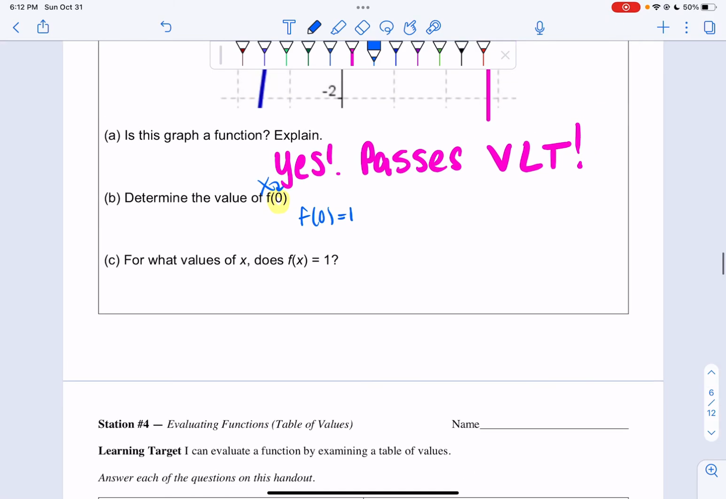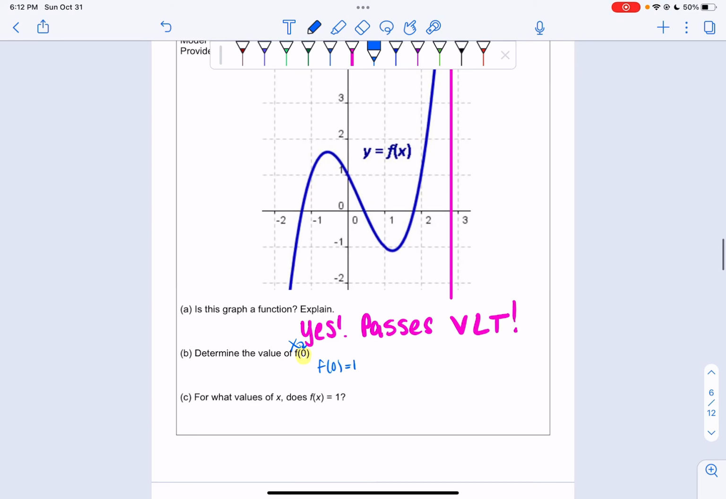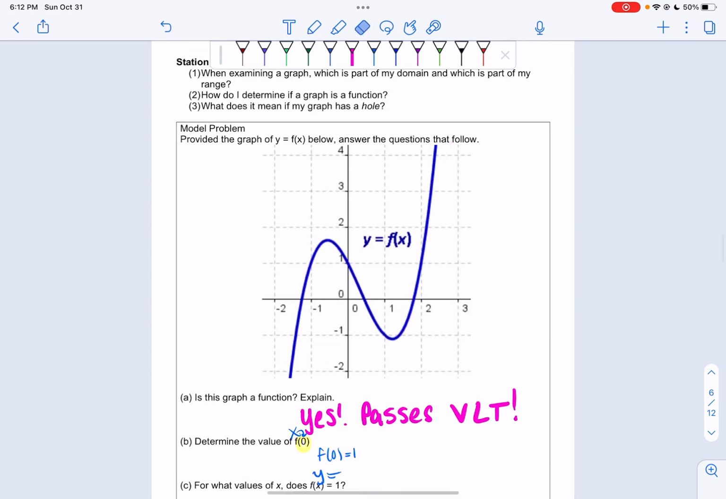Part C says, for what values of x does f of x equal 1? If you look, I'm going to want to draw a line going through y equals 1, because f of x is a fancy way of saying y equals. So I'm going to draw a line going through y equals 1, and if you look, I hit my graph 3 times. I hit my graph right here, here, and here.